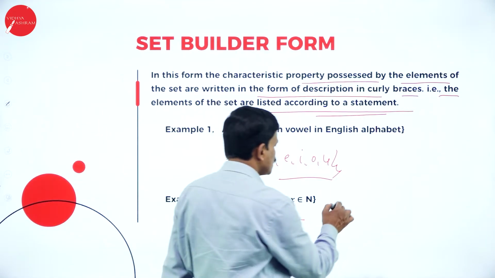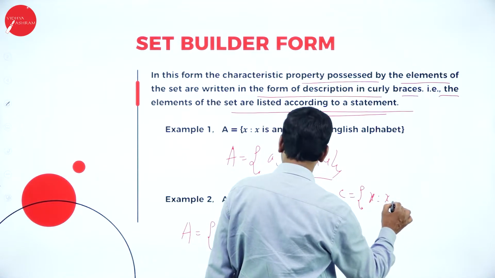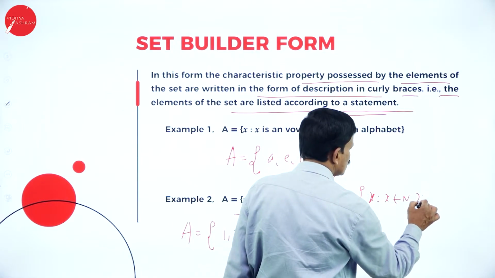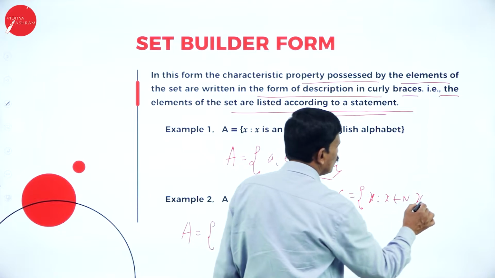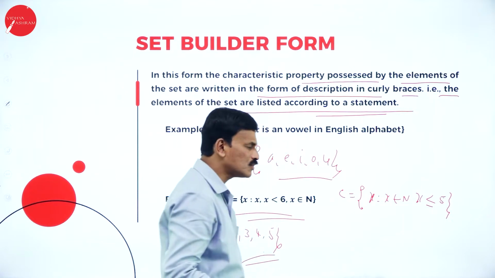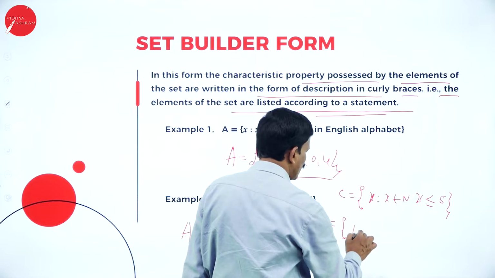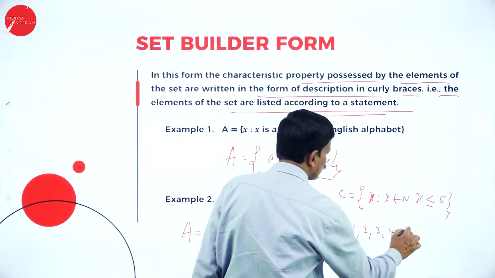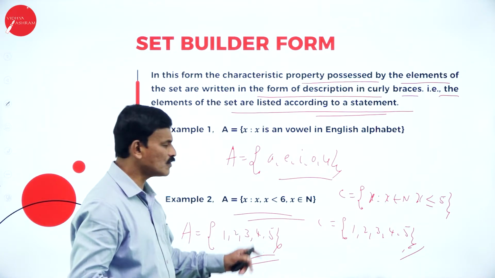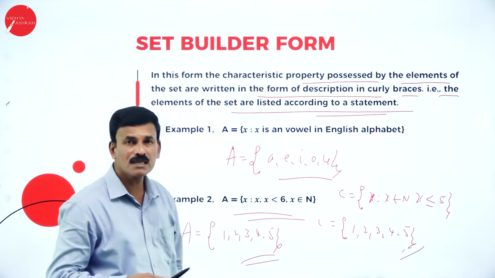Let us take another example: x such that x belongs to N and x is less than or equal to 5. Less than or equal to 5 gives you the same elements: 1, 2, 3, 4 and 5. Here, less than 6, therefore we have taken up to 5. So these are a few examples of sets in set builder form.